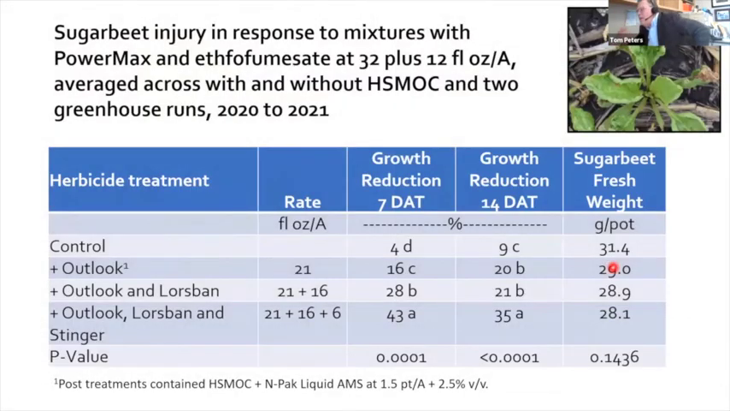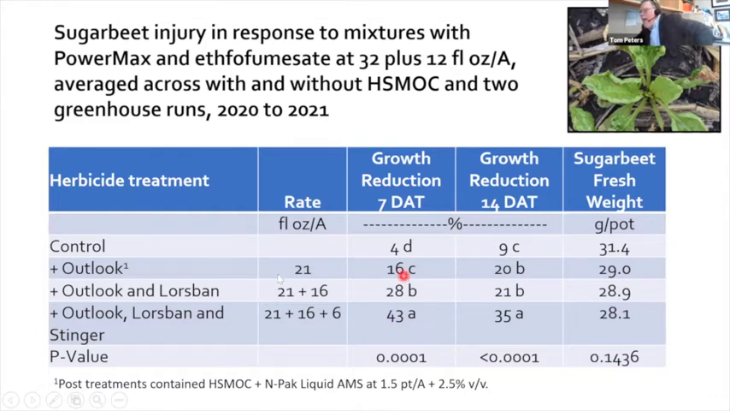So I have spent a lot of my time, especially in the last 2 years, looking at adding different products together with the chloroacetamide herbicides. So we've done this in the greenhouse, we've done this in the field. And I want to talk to you about a greenhouse experiment that we did, okay? So we started with PowerMax and ethofumesate. That was basic. And this experiment had oil in it and it didn't have oil, but I've averaged across oil. So let's not worry about that right now.